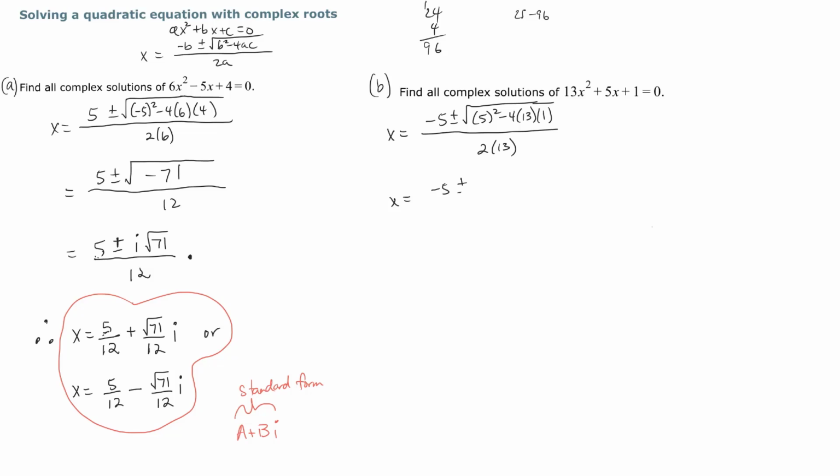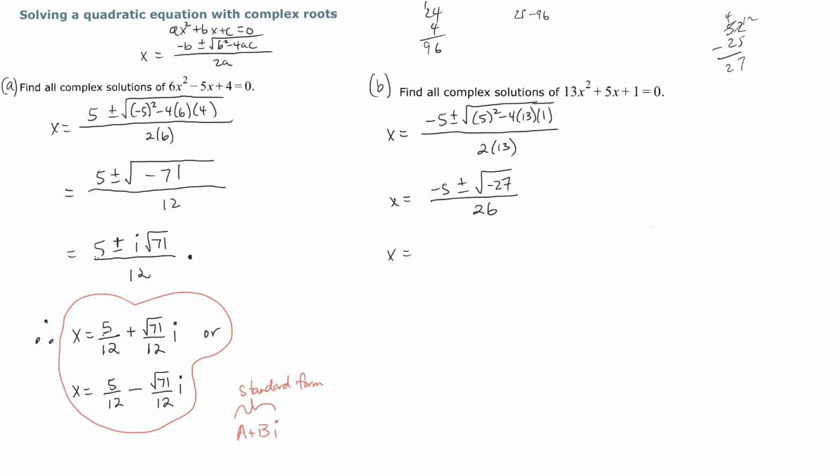Negative 5 plus or minus the square root of 25 minus 52. What is 25 minus 52? Let's see. Negative 27. Square root of negative 27 all over 26. And of course, you're going to simplify this.